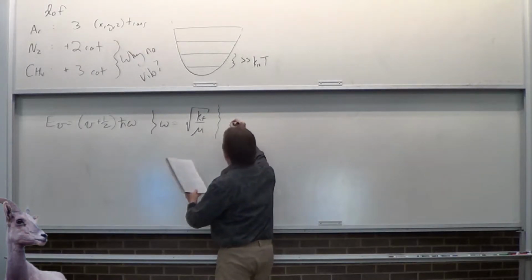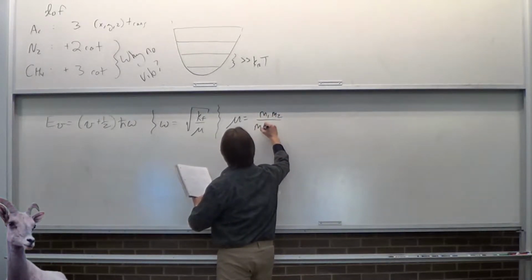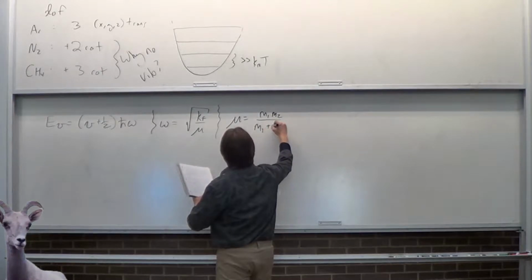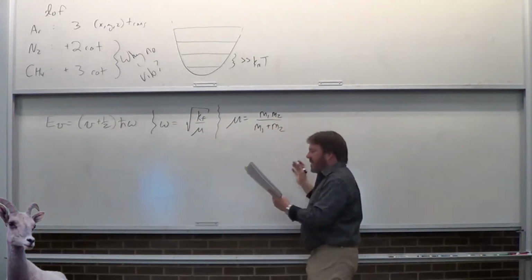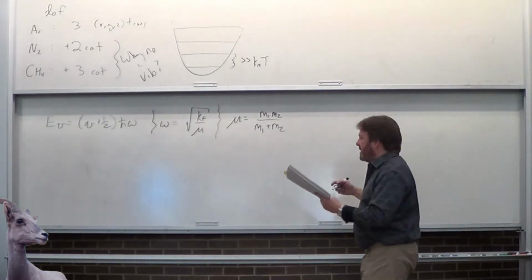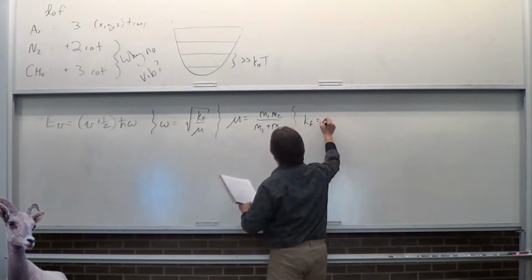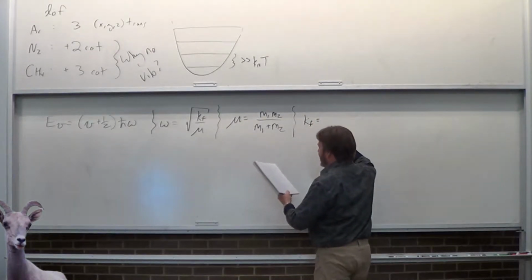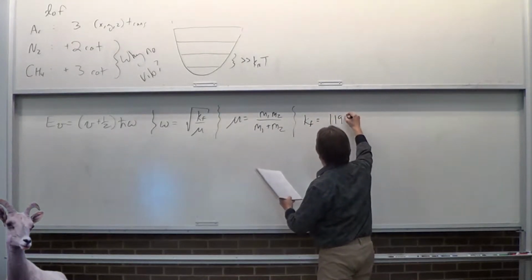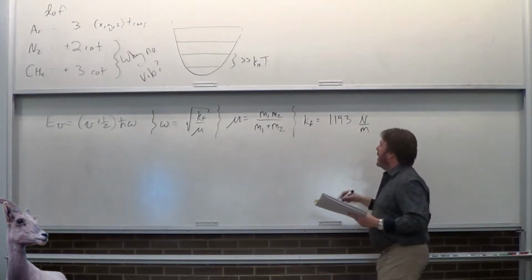Now the reduced mass, of course, for N2 will be the mass of one atom times the mass of the second atom over their sum. Of course, if I'm talking N2, it's the same thing. If I'm talking CO gas, then that's actually a little more legit. Okay, again, this is why it took me all morning. It took me a while to find all of these things. 1193, that's a Newton per meter. That's a spring constant for N2.